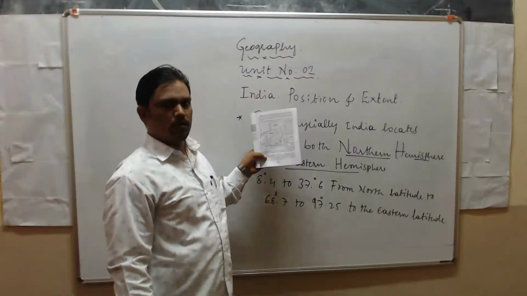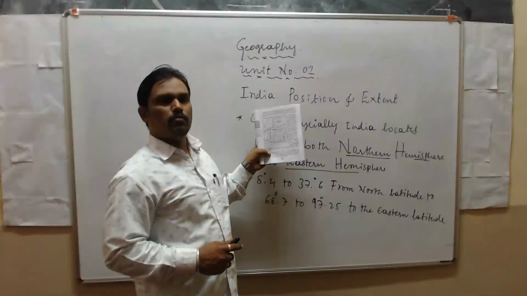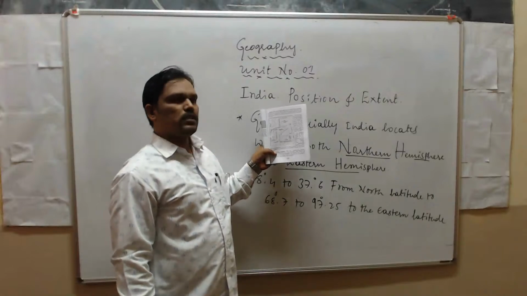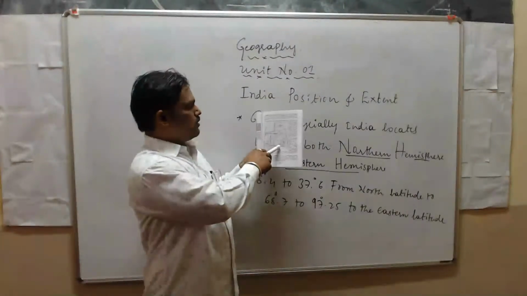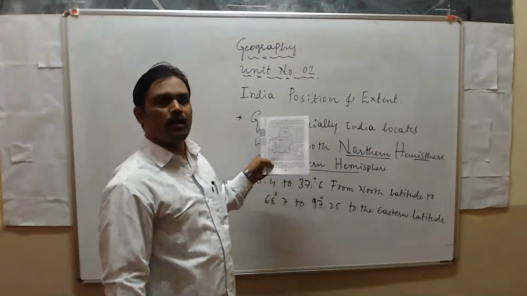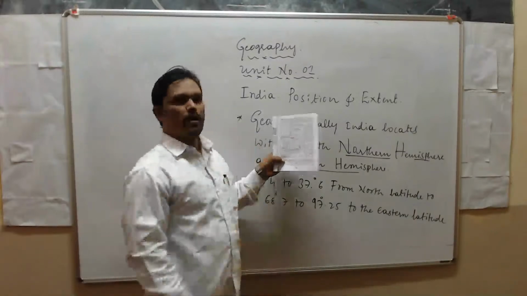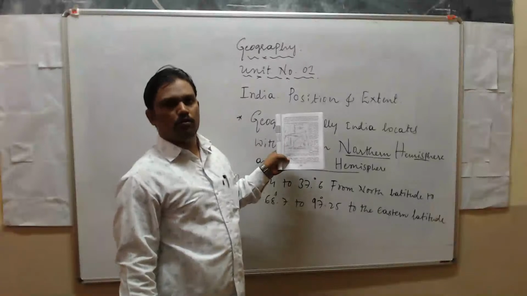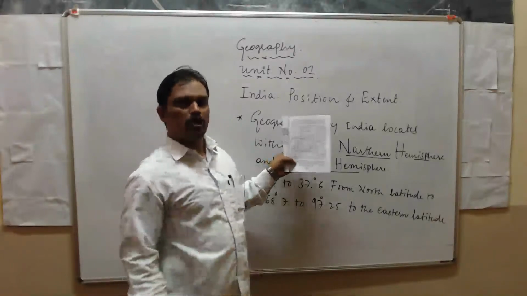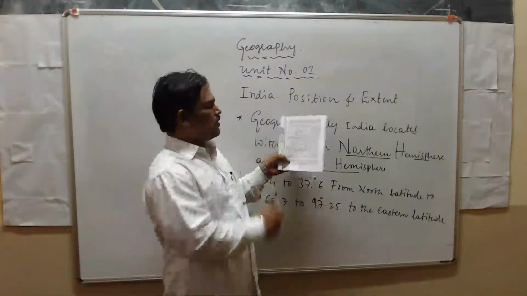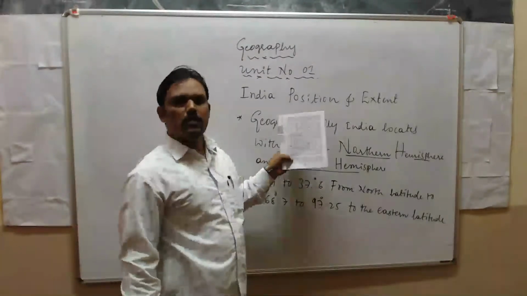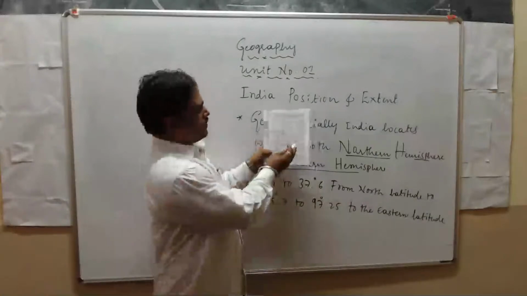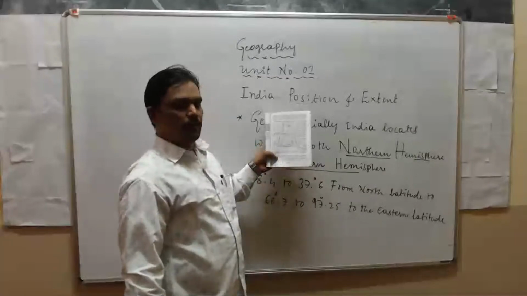It is very important. A question may arise like this: where is the southernmost tip of India? The southernmost tip of India locates in the Great Nicobar Island. Where is the northernmost point of India? Indira Col is the northernmost point of India, and Indira Point is the southernmost tip of India. It locates in the Great Nicobar Island.